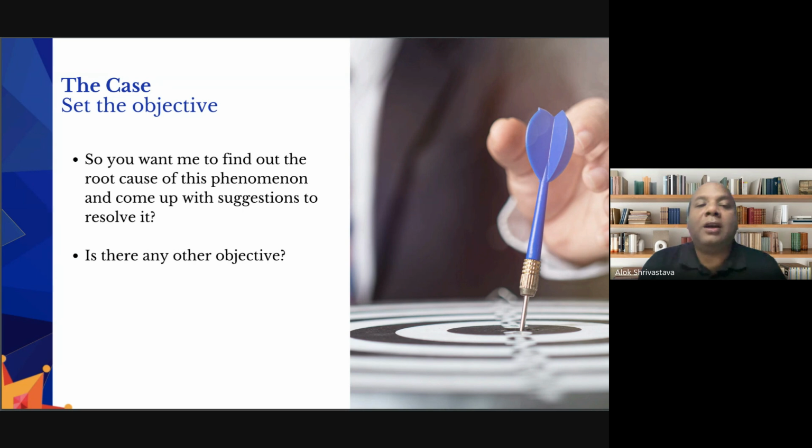Hence, ask a good objective question. What do you want me to do? Do you want me to find out this and this? And do you want me to do something else also? Please let me know so that I can approach accordingly. Even if it is clear in the problem statement, it is a good way to really engage the recruiter and take the commitment of the recruiter for the task. And now the recruiter will also be very focused on the objective. This is what is expected.